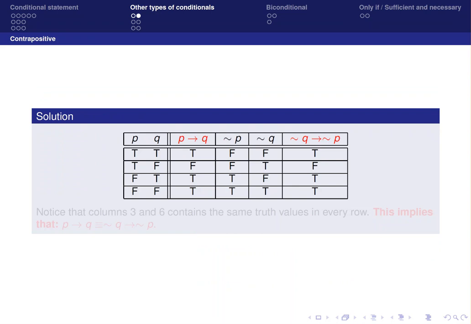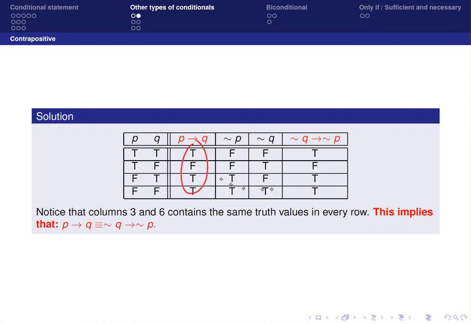And again, we filled it using the implications and using the negations rules that we have learned. So notice that column 3 and column 6 are equivalent. In other terms, the truth values in column 3 and column 6 are the same. This is the reason why we can say that P implies Q is equivalent to the contrapositive, not Q implies not P.